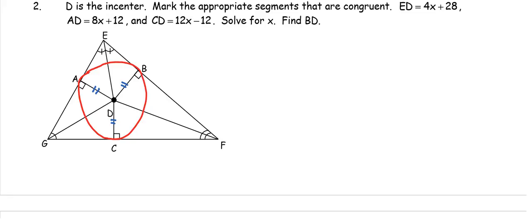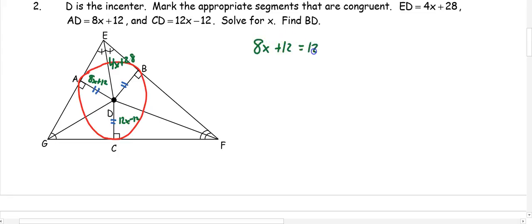So when I label my triangle, I have 8x plus 12 is AD, ED is 4x plus 28, and CD is 12x minus 12. So in this case, the two that are congruent would be AD and CD, so we're going to set those equal to each other. So 8x plus 12 is equal to 12x minus 12. So we're going to subtract 8x from both sides, and then we're going to add 12 to both sides. So we get that x equals 6.